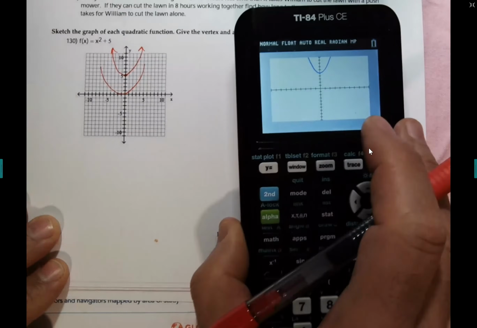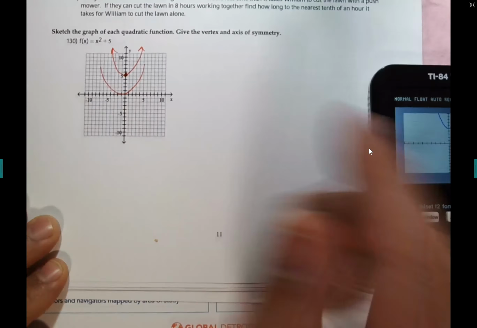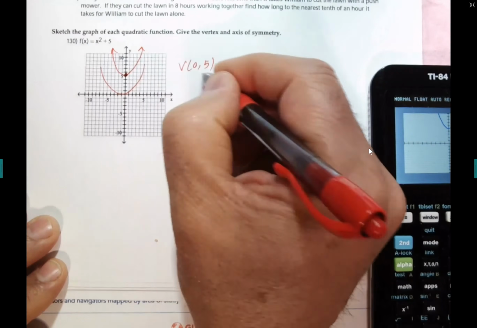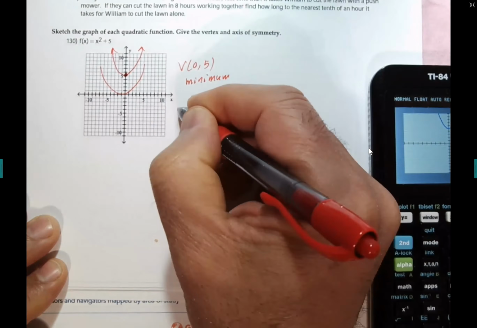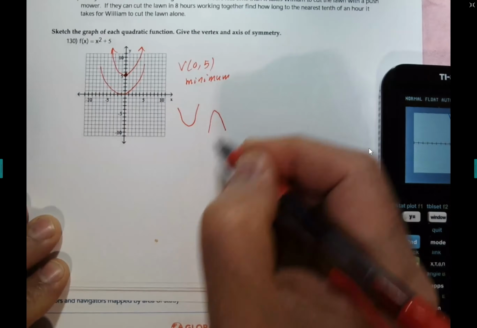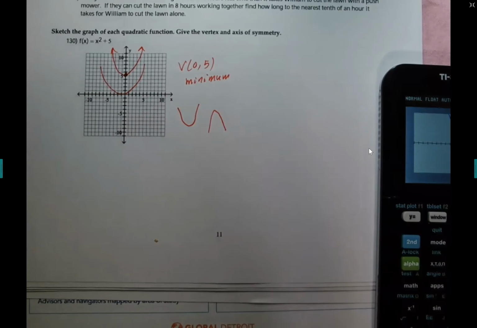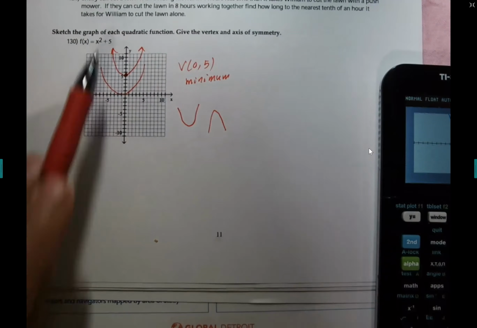What is the vertex? This is the vertex right here. The vertex is 0, 5. This has a minimum. The vertex represents a minimum when the curve opens up like this. And when it opens down like that, it's a maximum. How can you tell? Very easy. If a, the coefficient of x squared, is positive, then it is a minimum. If it is negative, then it is a maximum.